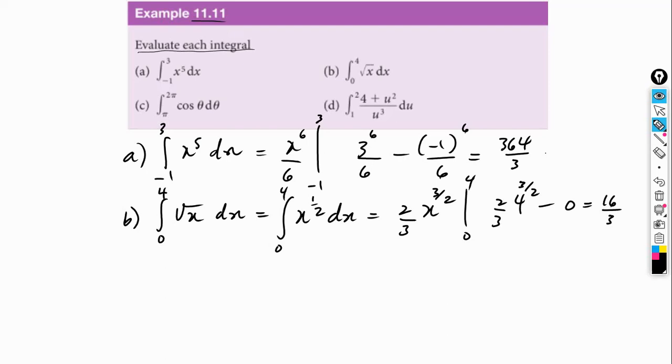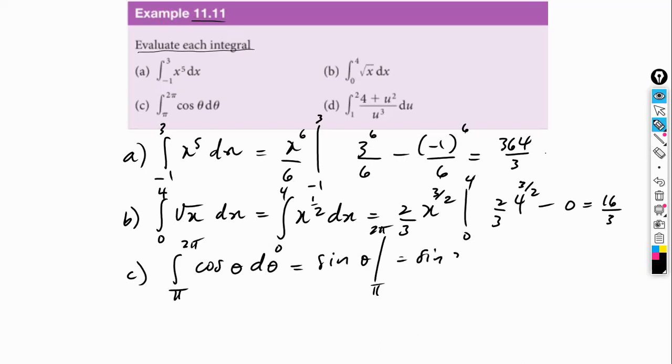For C, it's the integral from pi to 2 pi of cosine of theta d theta. Okay, so the antiderivative of cosine is sine. So this is simply going to be sine of theta, but it's a definite integral, so it goes from pi to 2 pi. In other words, sine of 2 pi minus sine of pi, right? And this is simply going to be 0 minus 0, which is 0.